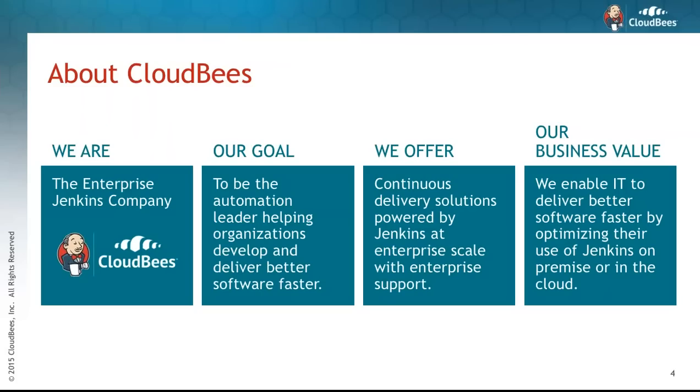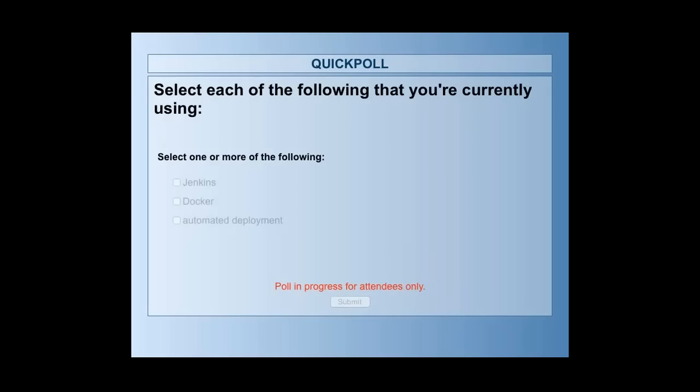Thanks, Neil. Jules, if we can have the poll question up. Guys, really simple question. If we can have your answers, we will get it right back over. Our quick poll today is: select each of the following that you're currently using, and obviously you can pick more than one. Jenkins, Docker, and/or automated deployment. Hopefully it's not too hard a question and we can have your answers in a few seconds. You can start answering right now, and we will cut it off in 5, 4, 3, 2, 1.